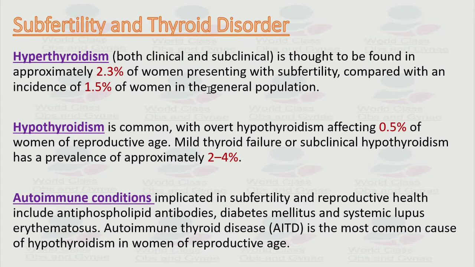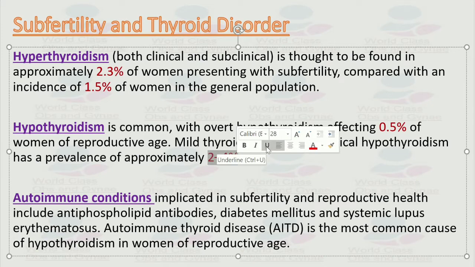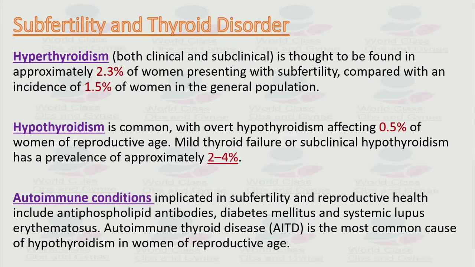Hypothyroidism is common, with overt hypothyroidism affecting 0.5% of women of reproductive age. This number is also very important from an exam point of view. Mild thyroid failure or subclinical hypothyroidism has a prevalence of 2 to 4%. So all these red points in which I have mentioned the percentages are very important from an exam point of view. Now, autoimmune conditions implicated in subfertility and reproductive health include antiphospholipid antibodies, diabetes mellitus, and SLE. Autoimmune thyroid disease is the most common cause of hypothyroidism in women of reproductive age group.